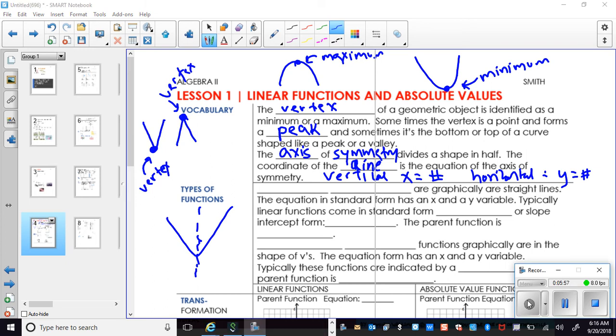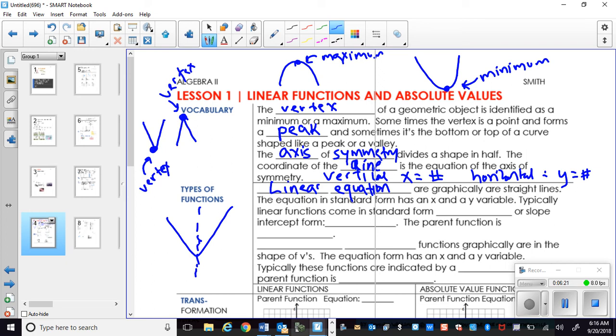Now, the next part, the types of functions we're going to explore here. Linear equations are always straight lines. Their domains are always negative infinity to positive infinity. The ranges are always negative infinity to positive infinity. And the equation in standard form has an x and a y variable.